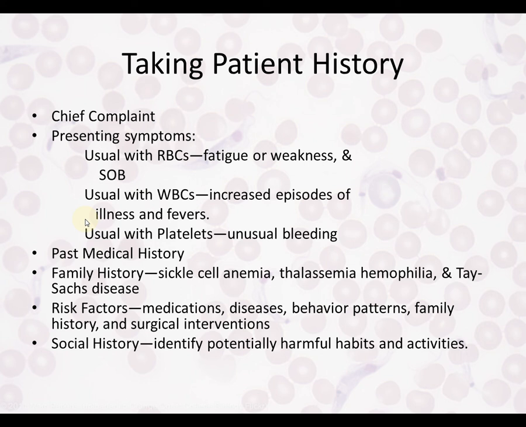Diseases that involve any of the hematologic organs can result in a hematologic disorder, such as cancer of the bone marrow. Kidney disease can cause a decrease in erythropoietin production. This hormone is produced by the kidneys, and it promotes the differentiation and production of red blood cells in the bone marrow.